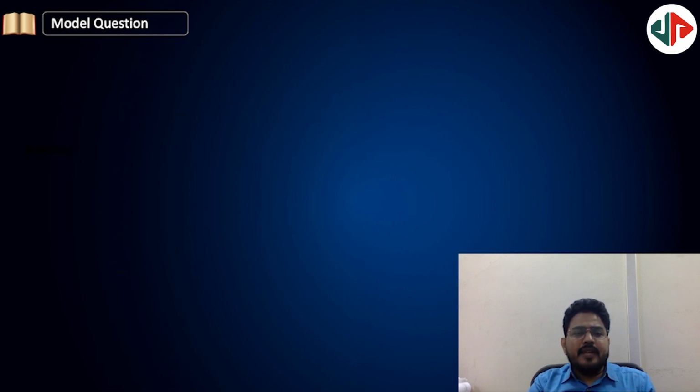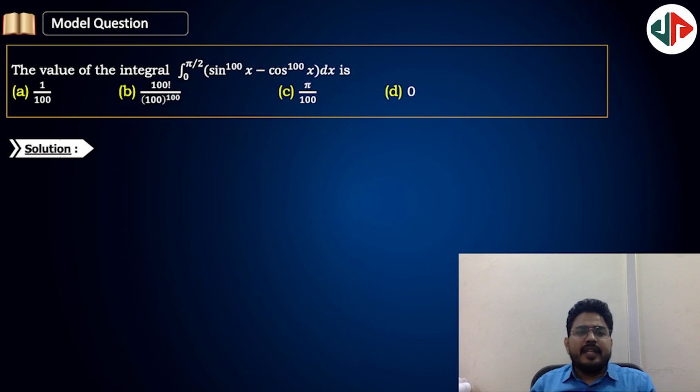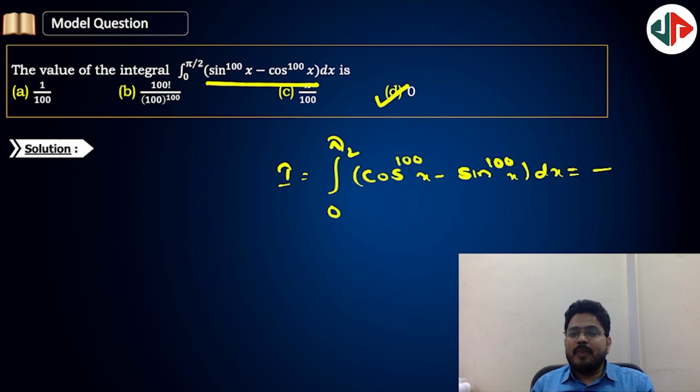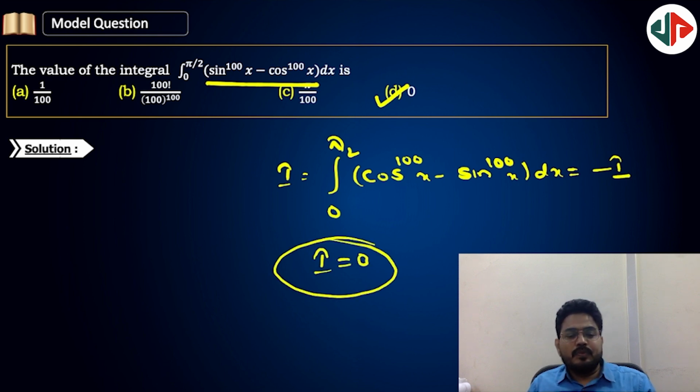Next question is the value of integral 0 to pi by 2. This value is equal to 0. Why? If I write integral 0 to pi by 2, a plus b, f of a plus b minus x. So this will become cos power 100 x minus sin power 100 x dx, which is equal to minus I. So therefore I is equal to 0.